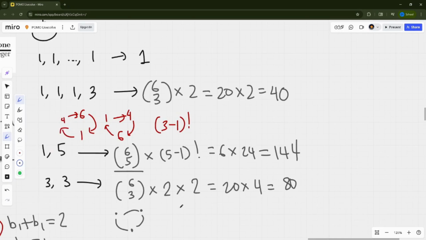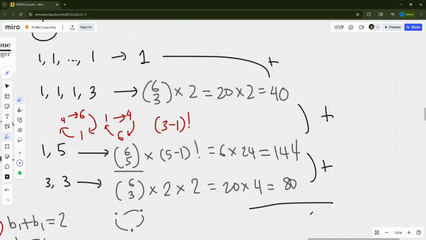So the answer here is, you add all of these up, and it's equal to 200 and... wait, this is wrong. Wait, what's the answer here? So 120. That's 265.